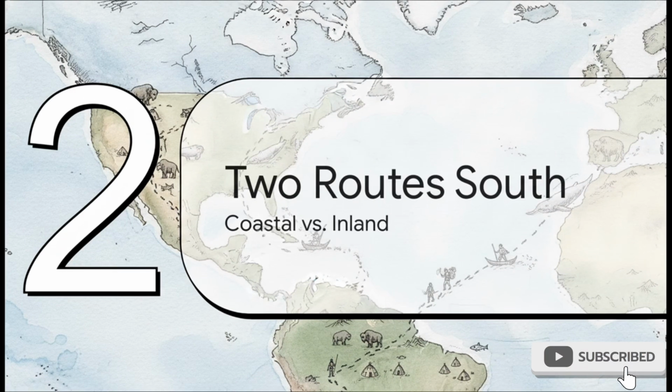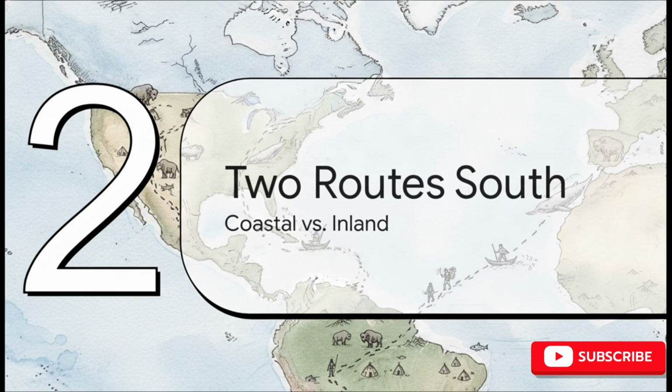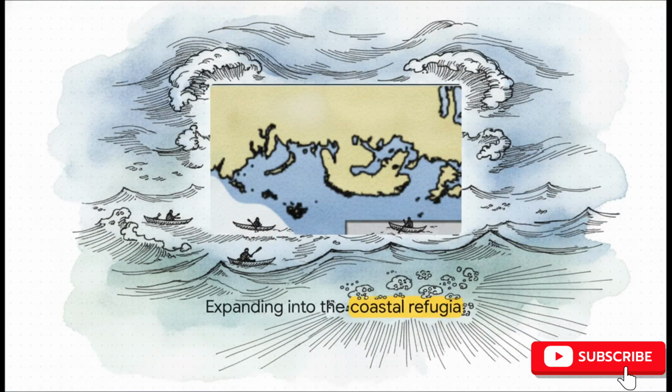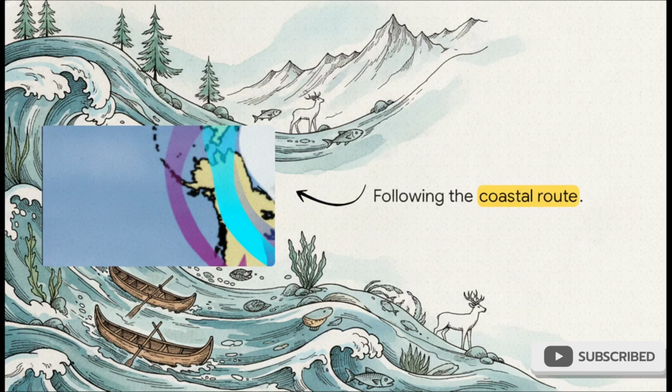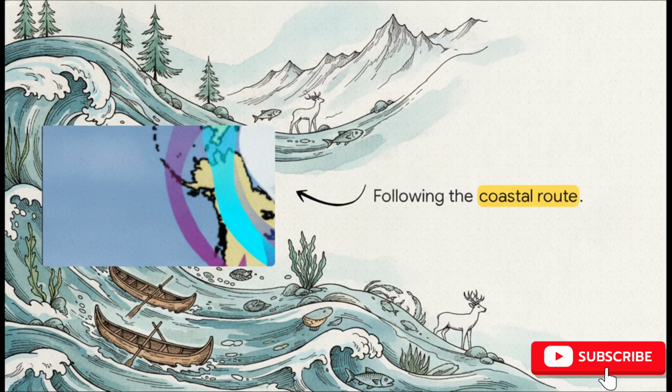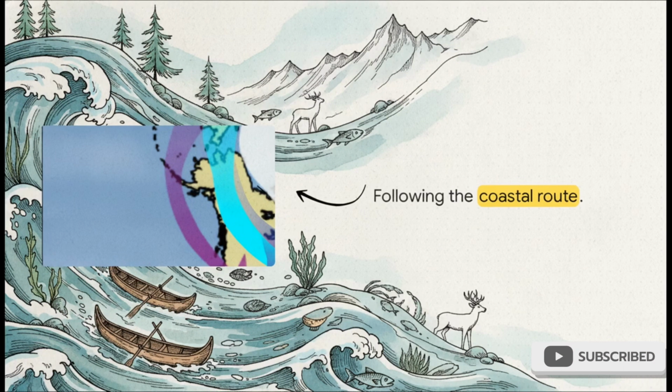Two routes south, coastal versus inland. As the Great Thaw began, the incredible migration southward finally kicked off. Because the coastline thawed first, early humans likely took advantage of those retreating coastal glaciers. They started island hopping, moving from one coastal safe haven to the next, inching their way south into totally uncharted territory. By about 17,000 to 15,000 years ago, a Pacific coastal route opened up and became truly viable.